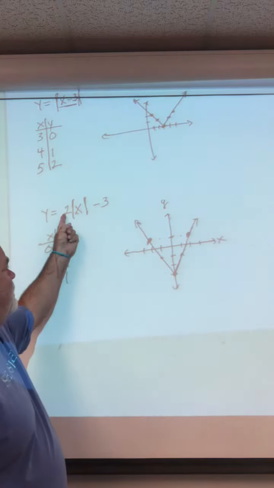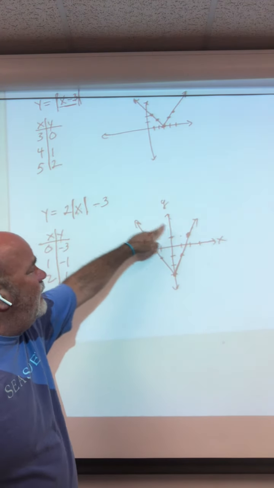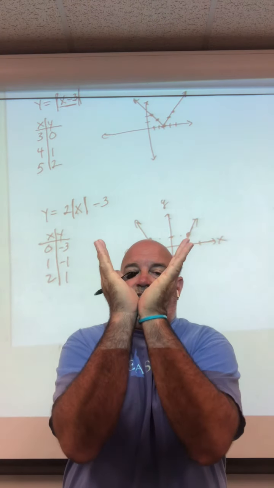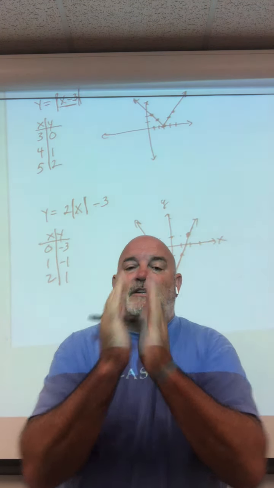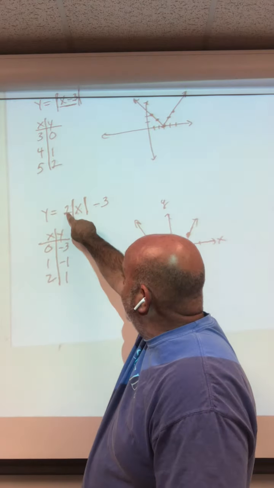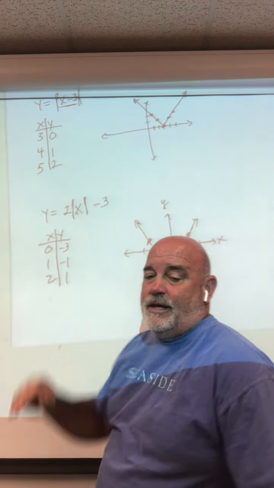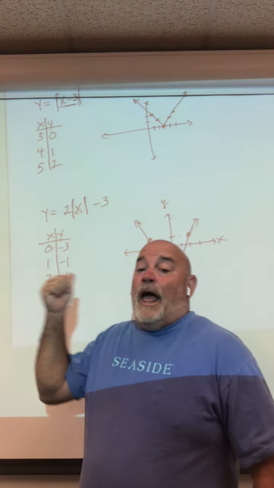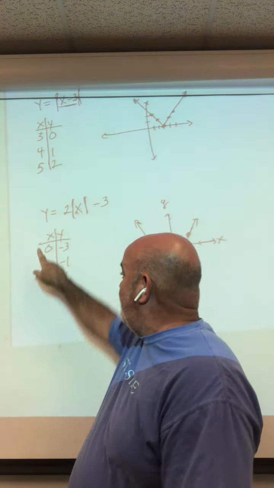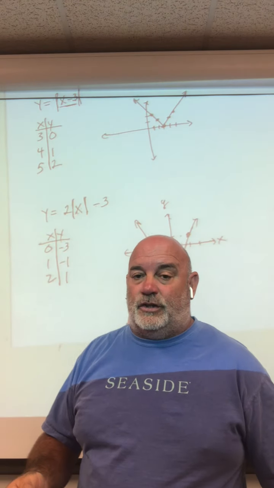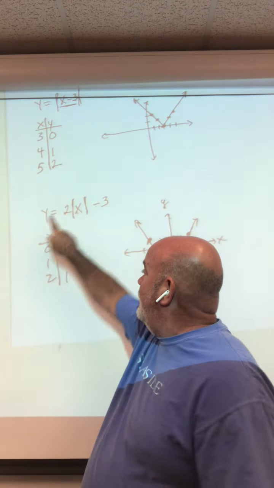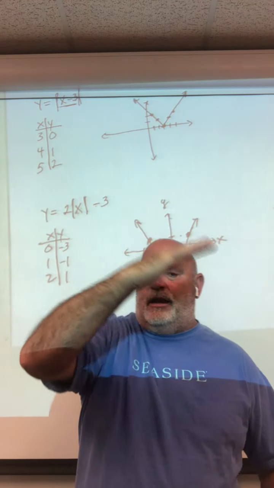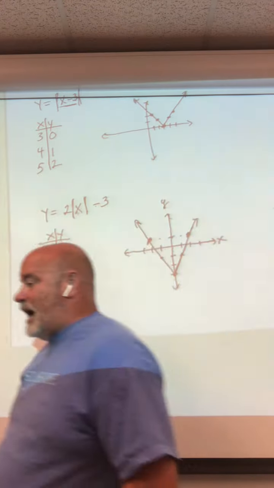Now, what did this number do? If you'll look at this V shape compared to the parent one, it's like this. This V shape is like this. It's a little skinnier. So, what does this number right here do? The bigger it is, your V shape gets skinnier and skinnier. Now, that's just the opposite of what happens with this number in the radical function. In the radical function, this number getting bigger and bigger makes your half U wider and not skinnier. It's just the opposite effect.